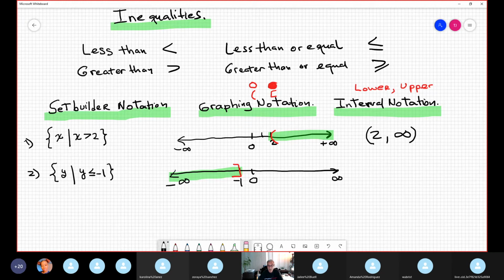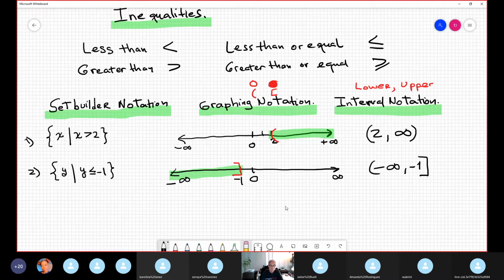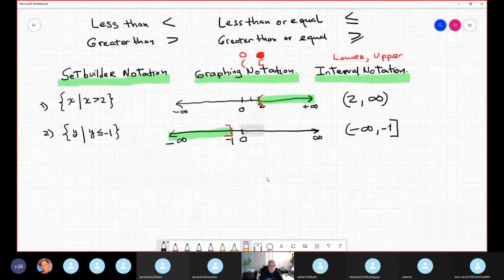Now, this idea expressed in interval notation is parenthesis, negative infinity, comma, -1 bracket. Everyone follow me? Okay, I want to complicate a little bit now.